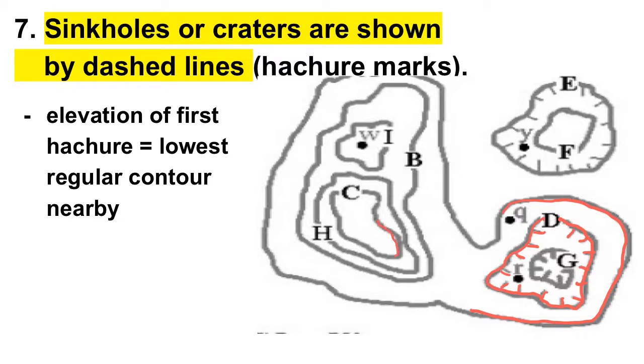And these are a little bit different than this over here, which we see anytime you see these lines that are little circles without those little dash lines. This would be a hill. So it's the opposite of a sinkhole or a crater. And the elevation of the very first hachure mark or first line is always going to be equal to the lowest regular contour line nearby. So for example, this first one right here, let's say this is 100, and this one here, that means this one is also going to be 100. They're just going to repeat themselves.